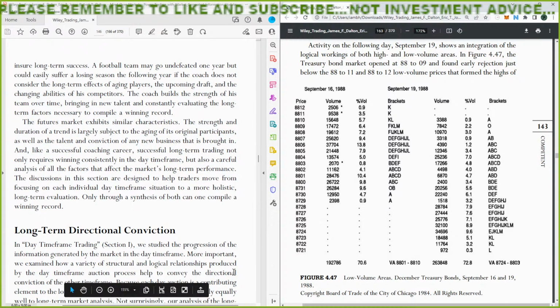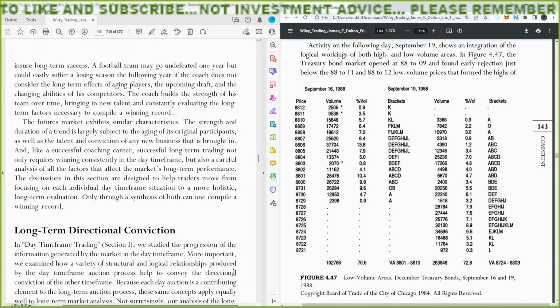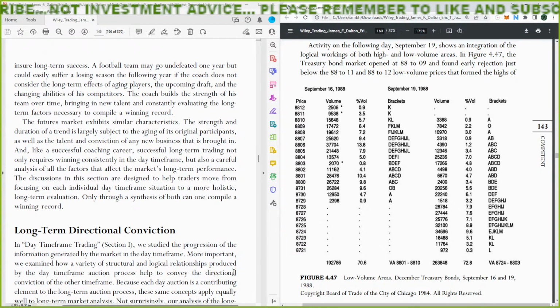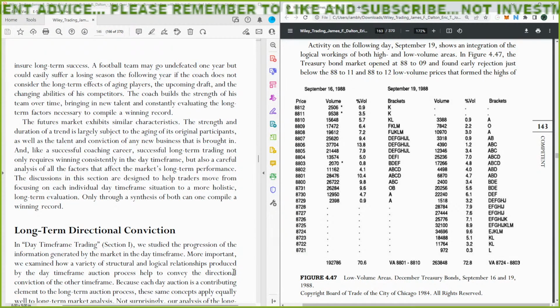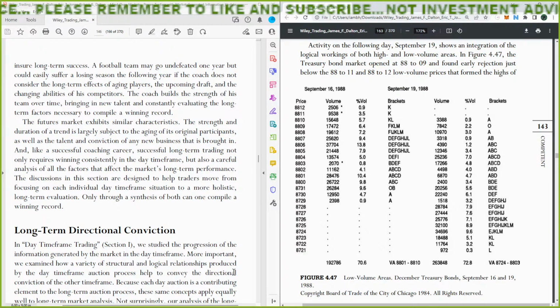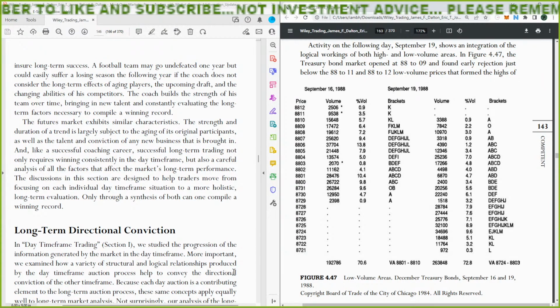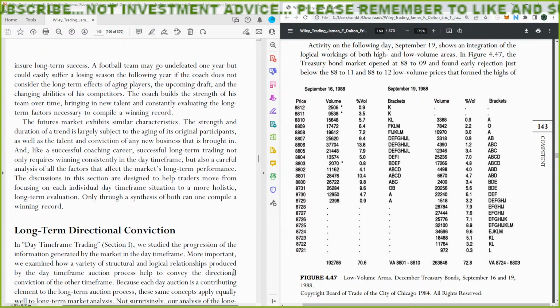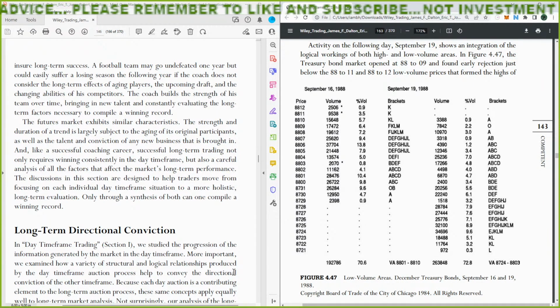The futures market exhibits similar characteristics. The strength and duration of a trend is largely subject to the aging of its original participants, as well as the talent and conviction of the new business that is brought in. And like successful coaching careers, successful long-term trading not only requires winning consistently in the day time frame, but also a careful analysis of all the factors that affect the market's long-term performance. The discussions in this section are designed to help traders move from focusing on each individual day time frame situation to a more holistic long-term evaluation. Only through a synthesis of both can one compile a winning record.